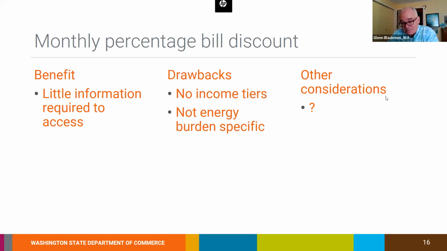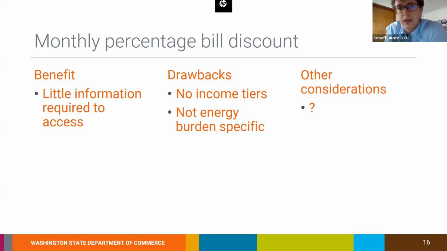I think that's right. So this is the monthly percentage discount. This percentage discount would be applied monthly to household bills, and it would be linked to energy usage. So the more they use, the more they would get, but it is not linked to income, and it is not energy burden specific. So we would not be factoring in the household income aside from deeming them eligible for a program.